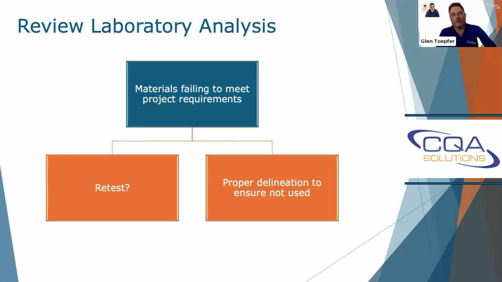Engineering, again, I touched on one of the main things is a review, but materials failing to meet project requirements. Do you retest? If they do fail to meet requirements, there needs to be proper communication. They need to be delineated. What are you going to do with them?